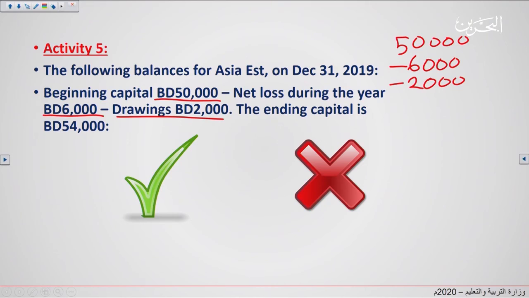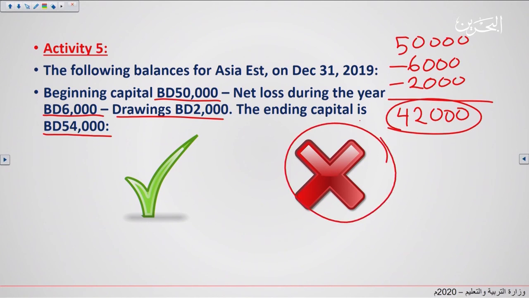Now, in this statement, they give us the ending capital equal to 54,000 BD. Now, let's solve this question to see if the answer is correct or not. I have beginning capital 50,000 BD and net loss 6,000 BD and drawings equal to 2,000 BD. If I calculate the ending capital, I will get 42,000 BD. Now let's check the answer. It is definitely wrong because this is the correct ending capital. So the answer is wrong and this is the right answer.